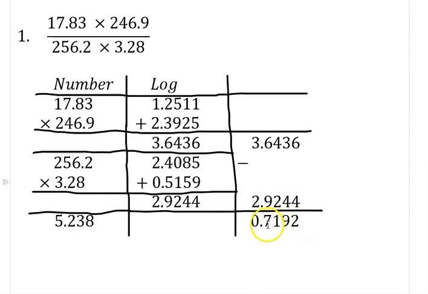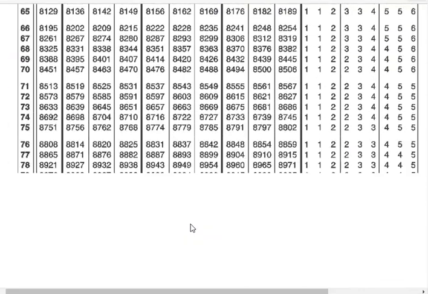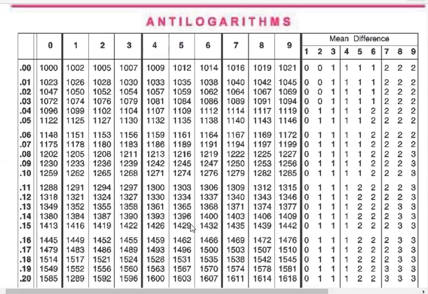But before then, look at what you have here. You will not consider what you have before the decimal. So you go to your anti-logarithm table and check 0.71 under 9, difference 2. So let's check our anti-logarithm table. Awesome. This is anti-logarithm. So we check for 0.71.